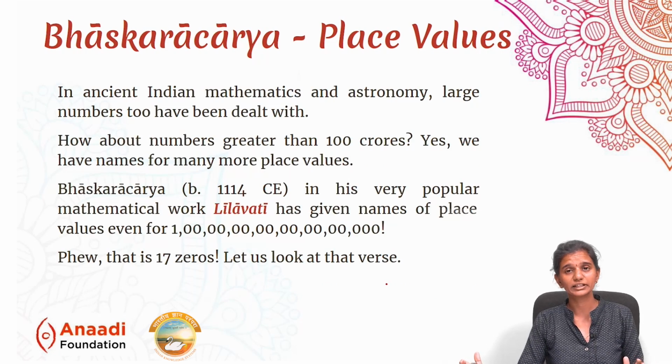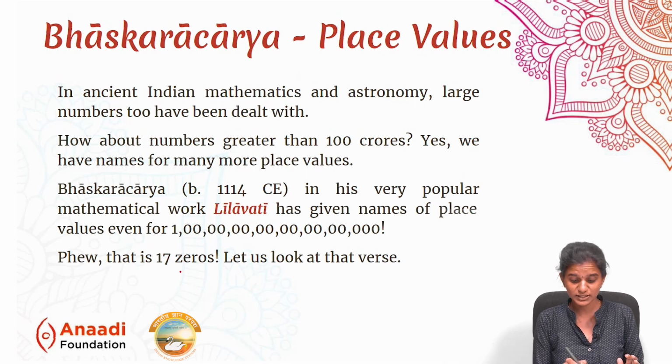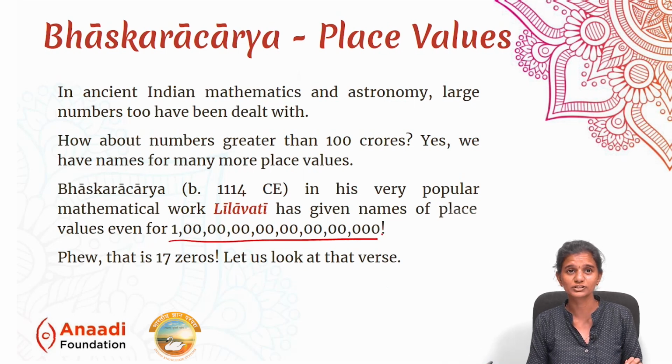In ancient Indian mathematics and astronomy, large numbers too have been dealt with. How about numbers greater than 100 crores? Yes, we have the names for many more place values. Bhaskaracharya, who was born in 1114 CE, in his very popular mathematical work Leelavati, has given names of place values for even this big number, that is 1 followed by 17 zeros.